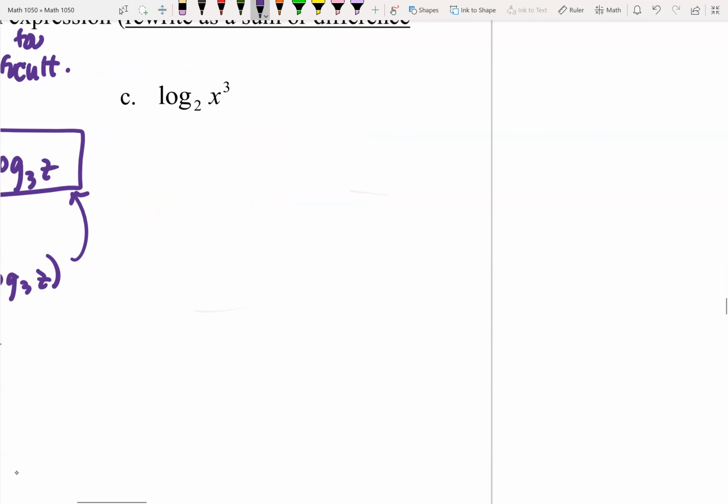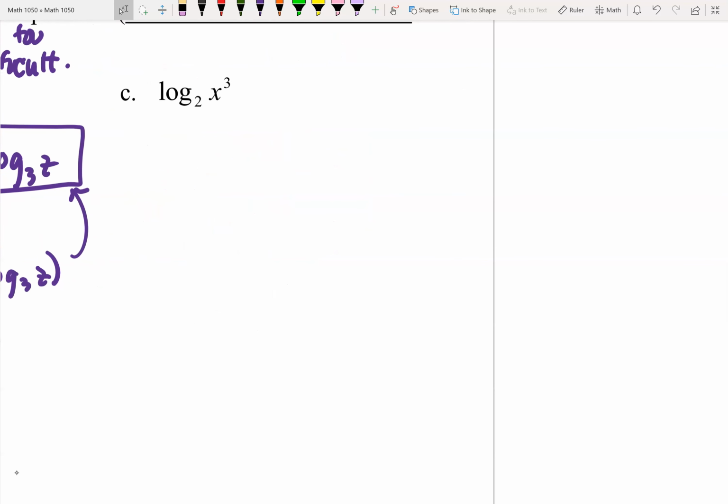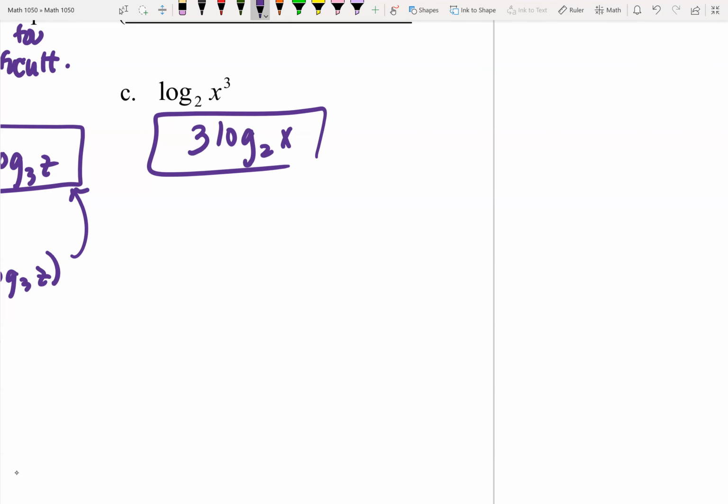Okay? Okay, question C, that's actually condensed. This is a very simple problem. What do I do to expand it? Pull it down in front. Yeah. So it's just 3 times log base 2 of x, and I'm done. That's it. Okay, let's do the next one.